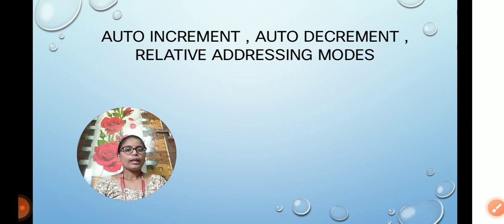Relative addressing mode. In relative addressing mode, the effective address is calculated by adding an offset value to the contents of the PC. That means the location stored in the program counter is added with the offset, and that address becomes the effective address. The data at that address is fetched to perform an operation. These are some of the basic addressing modes.